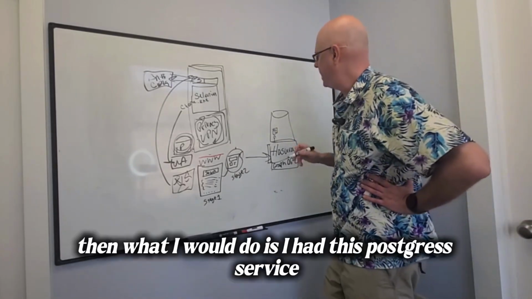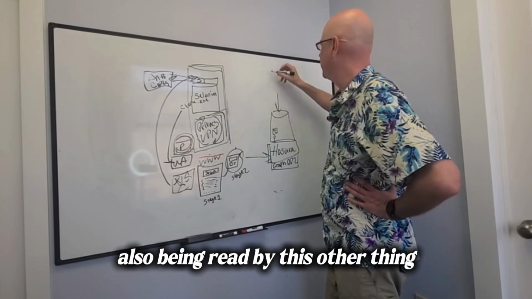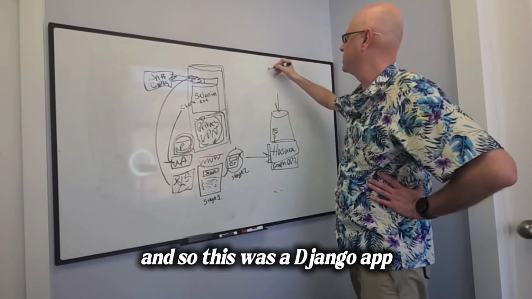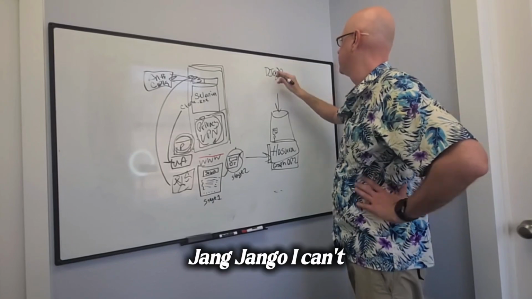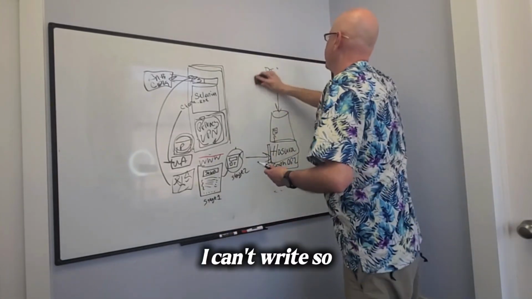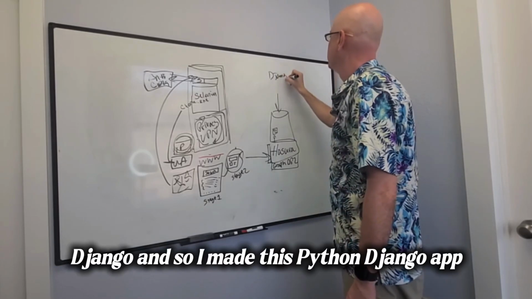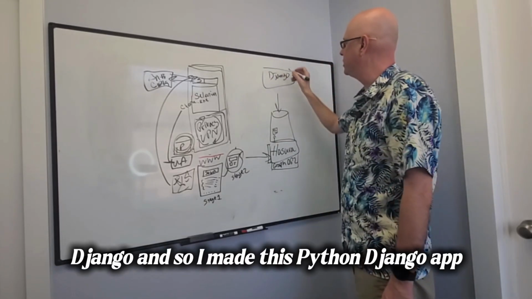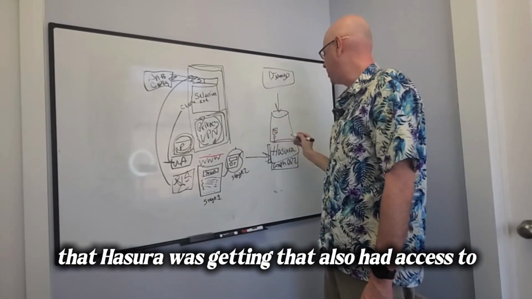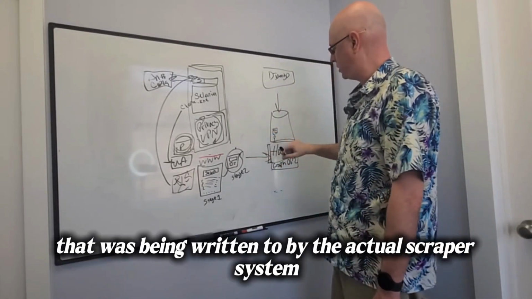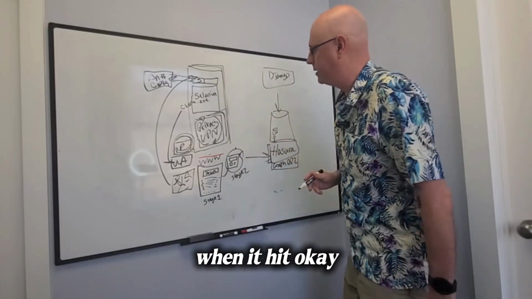And then I had this Postgres service also being read by this other thing. This was a Django app that I made. Django, I can't write. So I made this Python Django app, and it would use this Postgres database that Hasura was getting, that it also had access to, that was being written to by the actual scraper system when it hit.